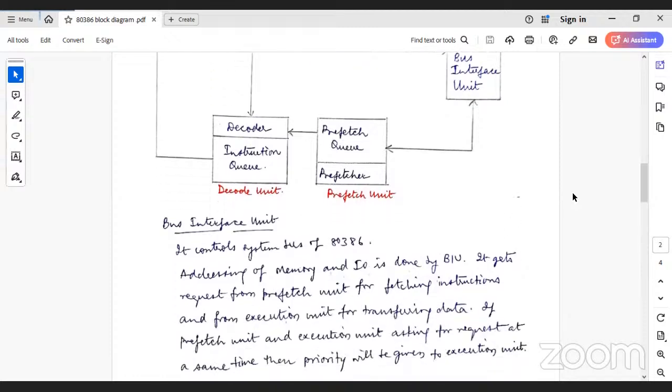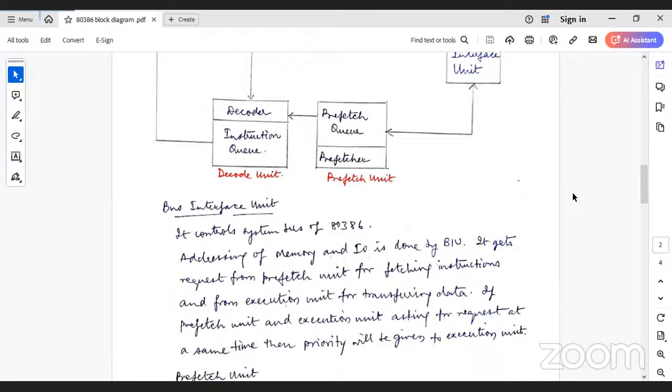So next, it controls your bus interface unit everywhere. See, whichever processor is there, please remember this point in a common way, that it controls the system bus of 8386. So now addressing of the memory and IO is done. The same thing which I was explaining all this time. Addressing of the memory and the IO device is done by your bus interface unit.